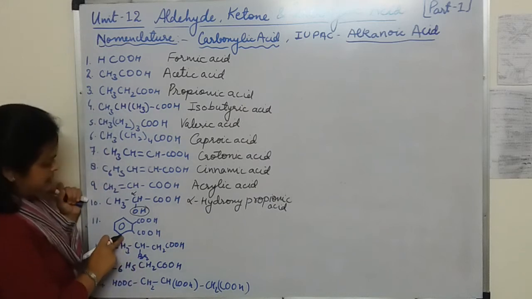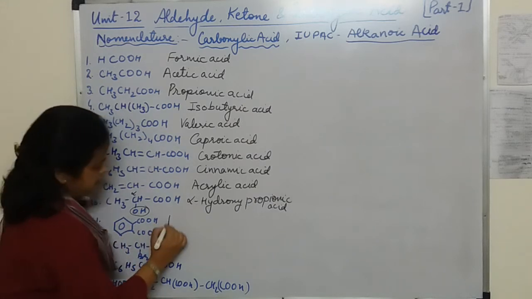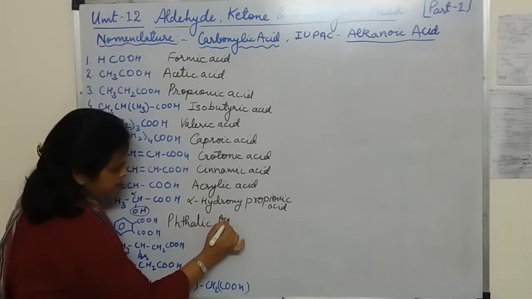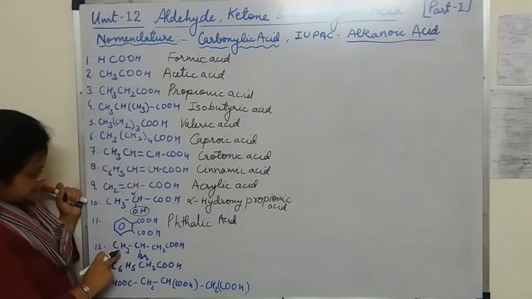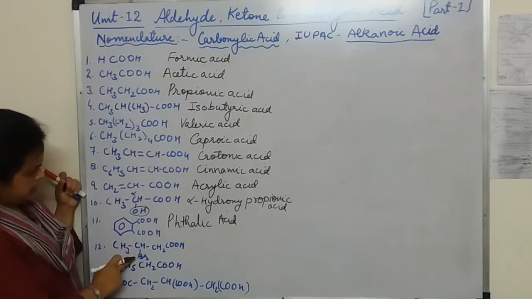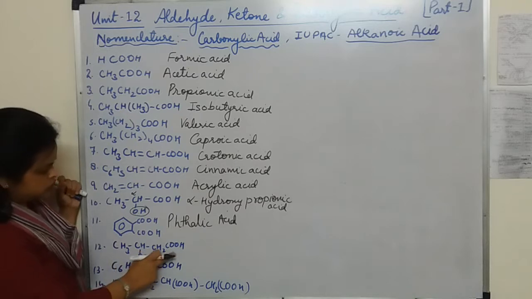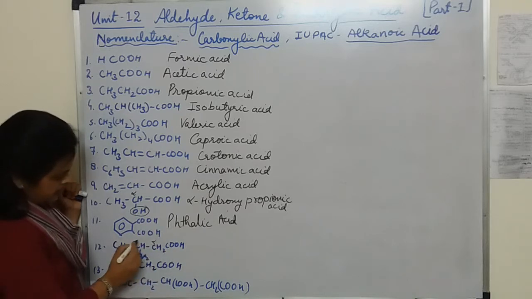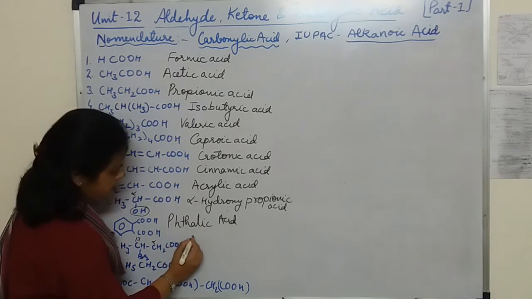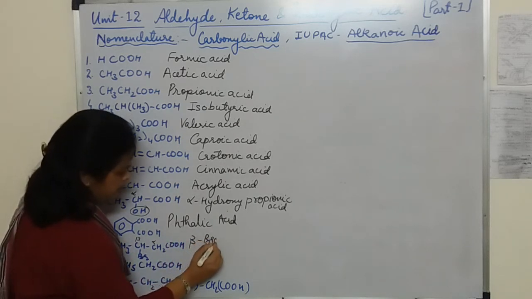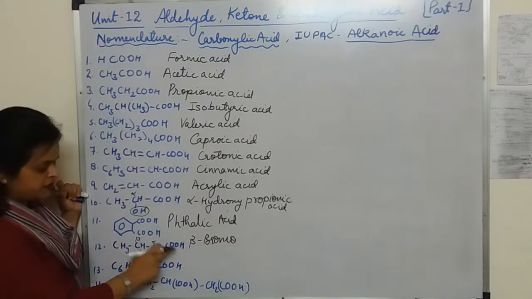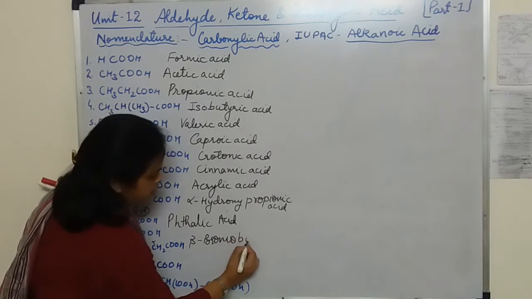Okay. Now this is phthalic acid, PHTHALIC. Okay. Now CH3, CHBr. Okay. And here we are having CH2COOH. So this is alpha and this is beta. So its name will be beta bromo, and then 1, 2, 3, 4. So it will be butyric.